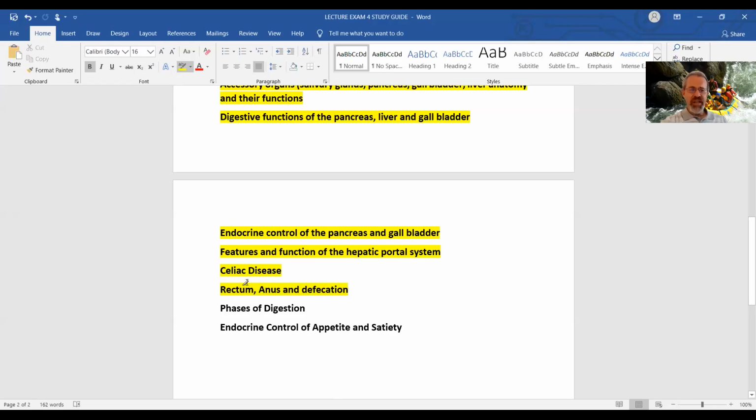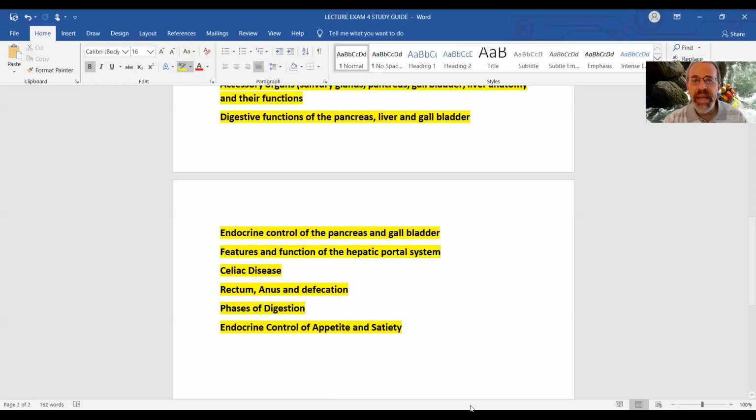Histology of the rectum, anus, and defecation. I spoke about how the rectum is where feces are stored, and about the sphincters, which play a role in defecation. The external anal sphincter and the internal anal sphincter: know the differences, voluntary versus involuntary, smooth muscle versus skeletal muscle. The last two parts, which should be well entrenched in your memory, are the phases of digestion, and finally, the endocrine control of appetite and satiety.